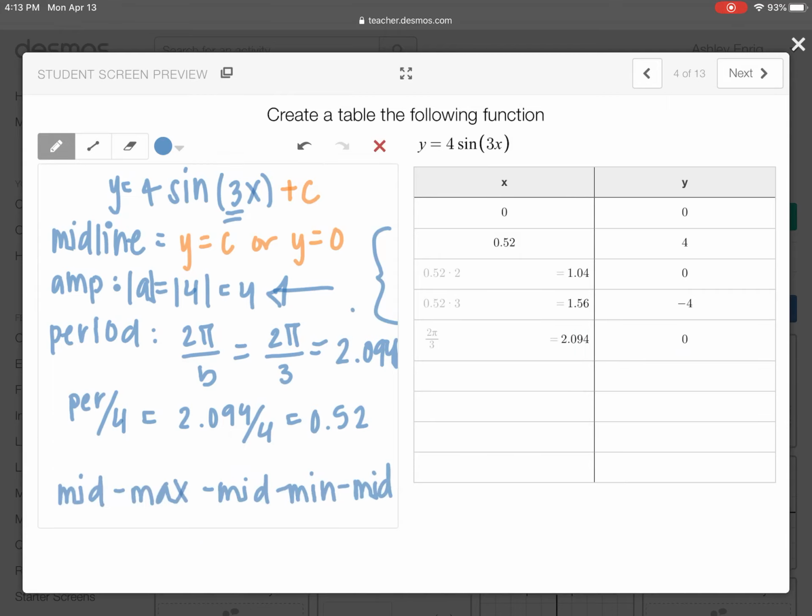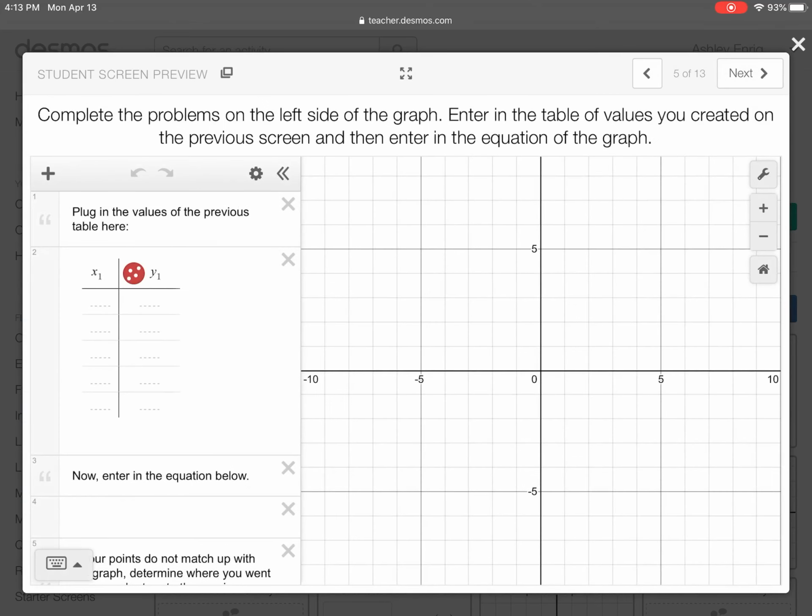Once you hit enter, it enters in a couple more spaces for you, but you don't need all those spaces. Those are the only ones that I need you guys to plot and come up with. You don't need to use the sketch pad on your actual thing, but it's there on Desmos if you guys want it. Then you'll hit next.